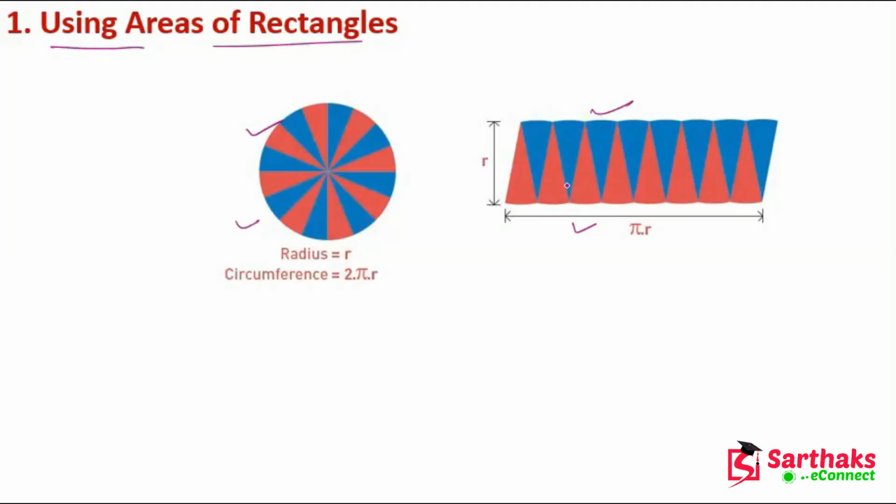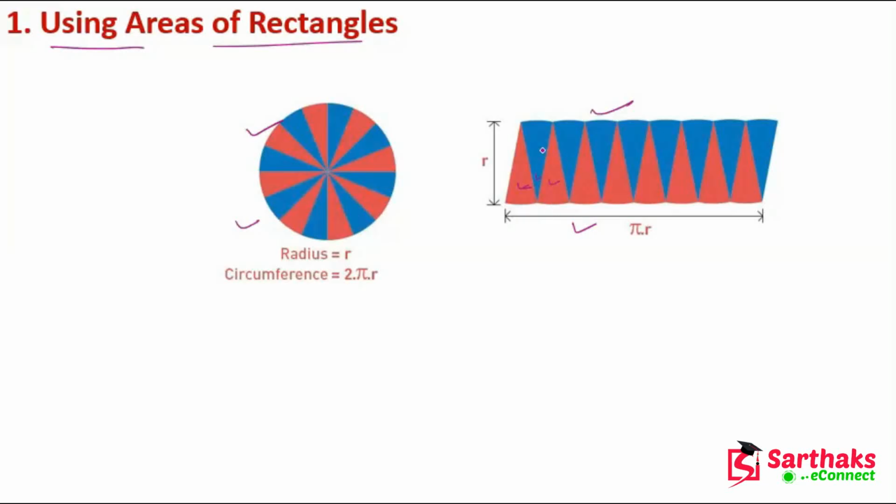So the area of this circle is equal to the area of this parallelogram. I hope you get this point. The sectors have equal areas, so each sector will have an equal arc length. The red colored sectors will contribute half of the circumference, and the blue colored sectors will contribute the other half.